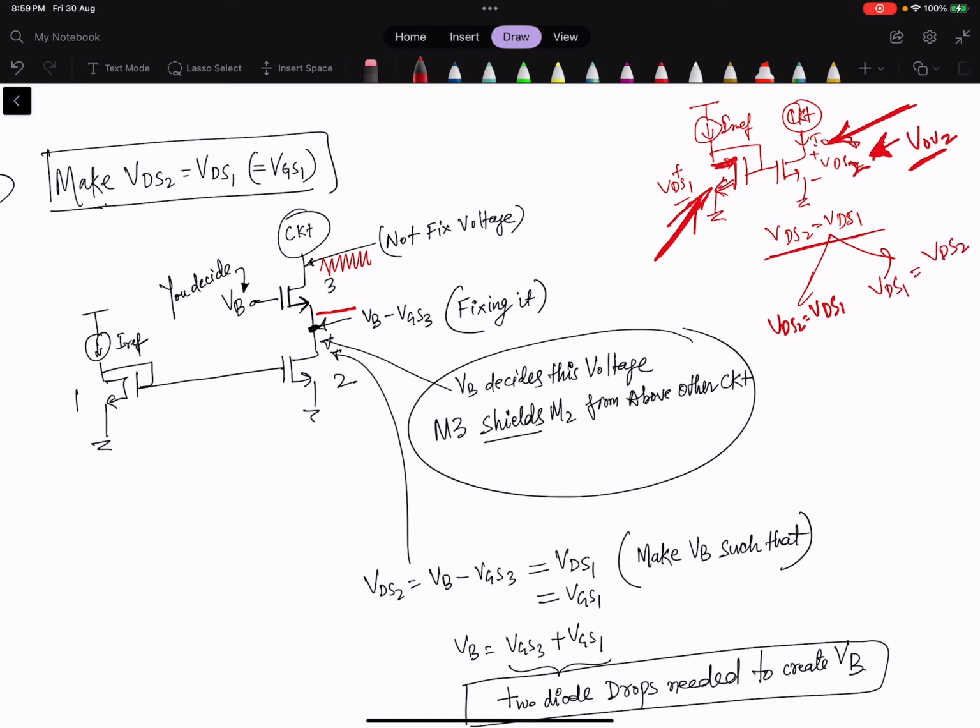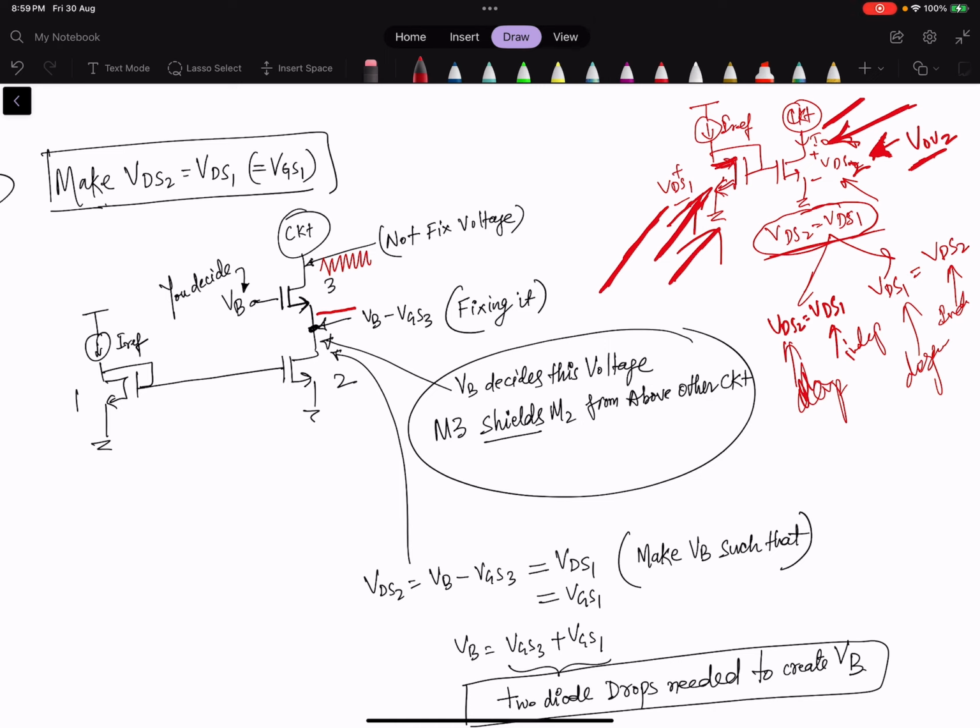So there are two things. Though the relation is the same, in one case we are making VDS2 the same as VDS1, and in the other case we are making VDS1 the same as VDS2. So in the first case this is independent and this is dependent, and here this is dependent and this is independent. Independent means we fix the voltage we want, and dependent means we design the circuit accordingly.